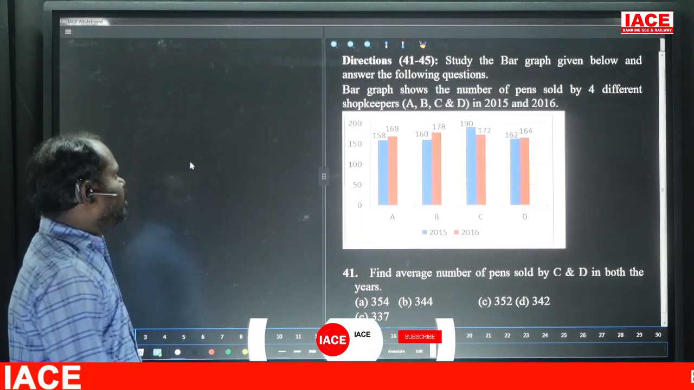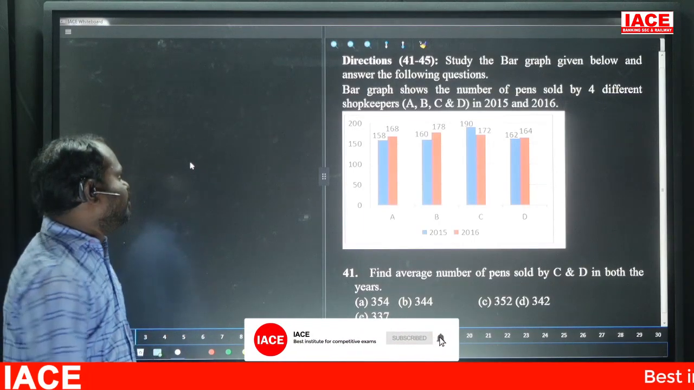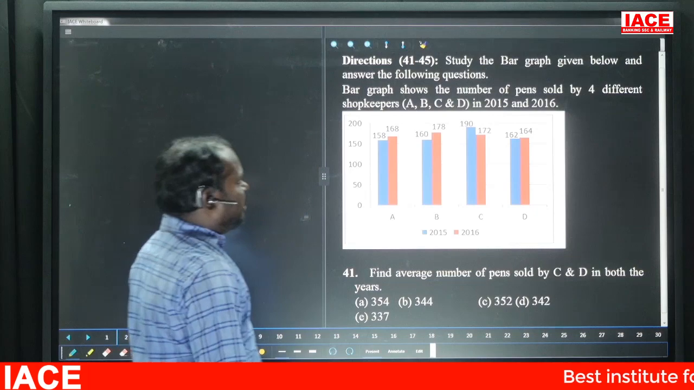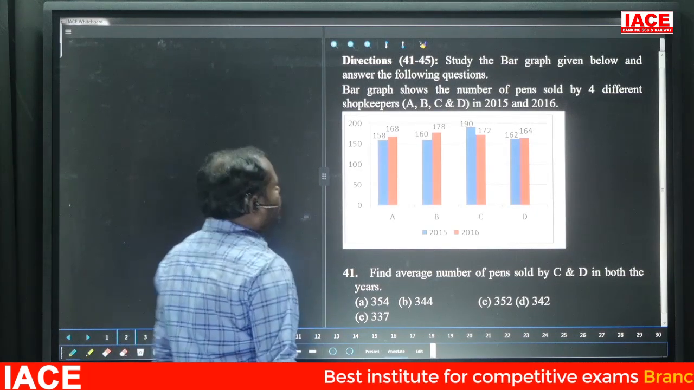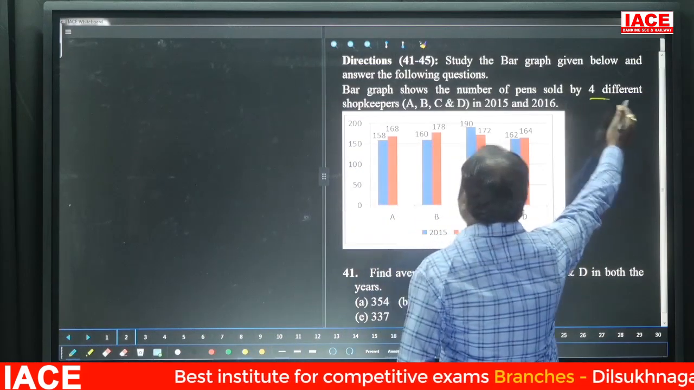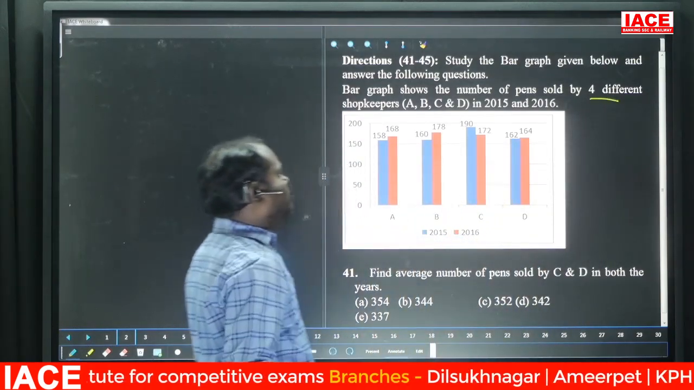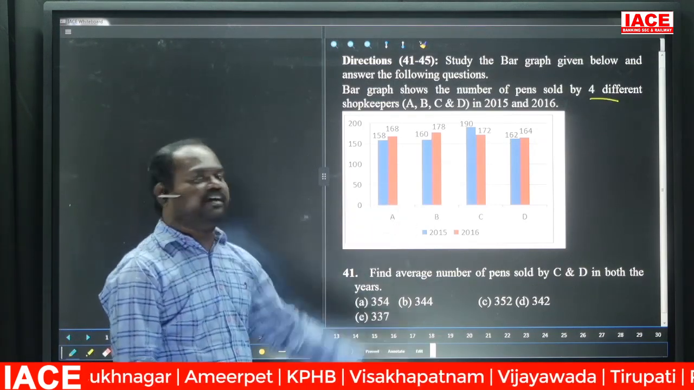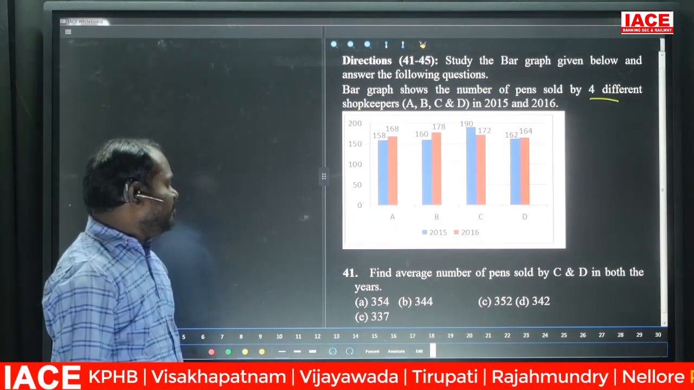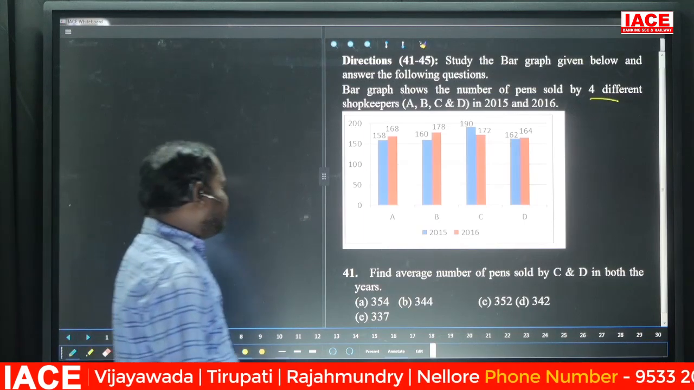Now we are looking at questions 41 to 45 on bar graph information. The bar graph shows the number of pens sold by four different shopkeepers A, B, C, and D in 2015 and 2016. 2015 is indicated in blue color and 2016 in red color. Now find the average number of pens sold by C and D in both years.